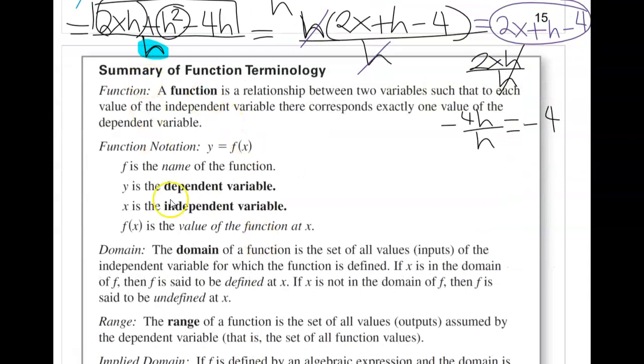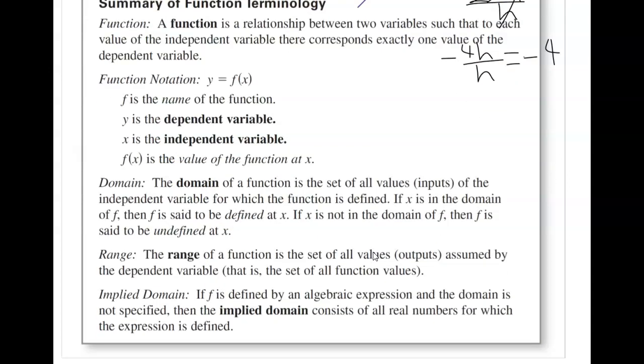Okay, last slide is just a summary of function terminology. So I'm just going to leave that for you to read so that we don't make this video longer. Things too that I do want to highlight.